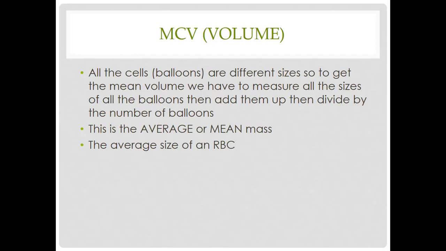Okay, so it's the same thing. We take the size of each balloon, or red blood cell, and we add them up and divide them by the number of blood cells in that bowl or in that test. This is the average or the mean, MCV. It's literally the volume, and that gives us the average size of a red blood cell. Okay, so MCV means mean corpuscular volume, and it is an average size.